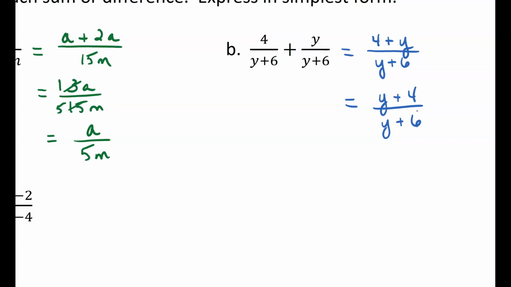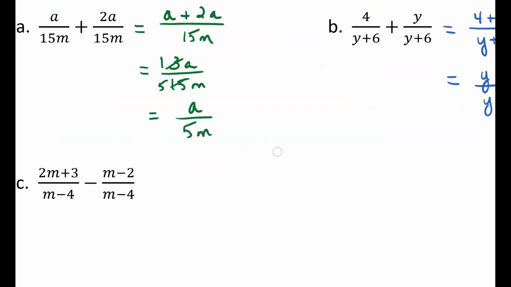Okay, again, I did not simplify any variables out of the denominator, so I don't need to make another statement about the domain here, because we can already see what y cannot be equal to. -6. Yeah, y cannot be -6. Okay.